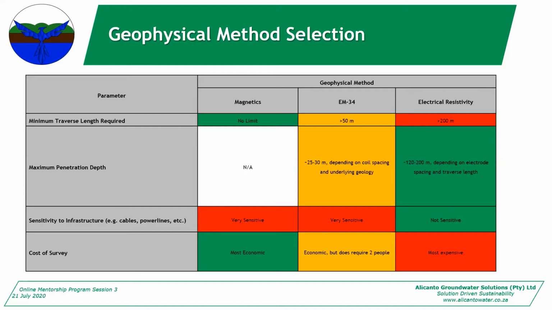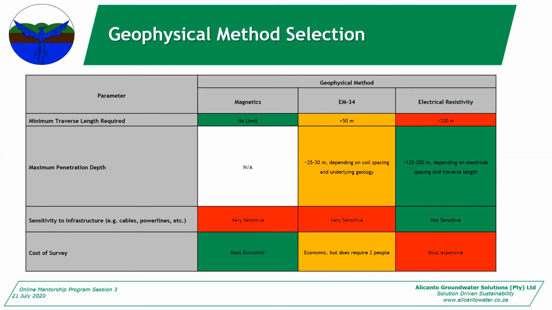Maximum penetration depth: magnetics measures the Earth's magnetic field, so there's no depth limitation there. With the EM34, you typically go 25 to 30 meters. It can go up to 60 meters in some circumstances, according to literature. And then resistivity, you can go 120 to 200 meters, depending on how long your traverse is, and also your electrode spacings.